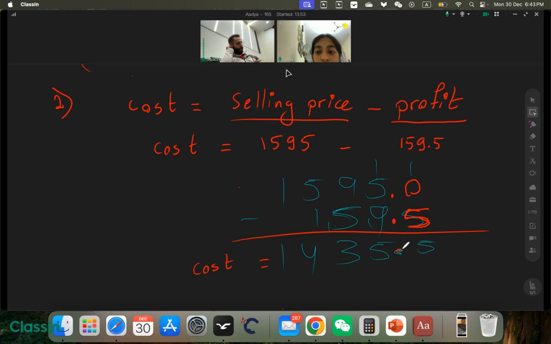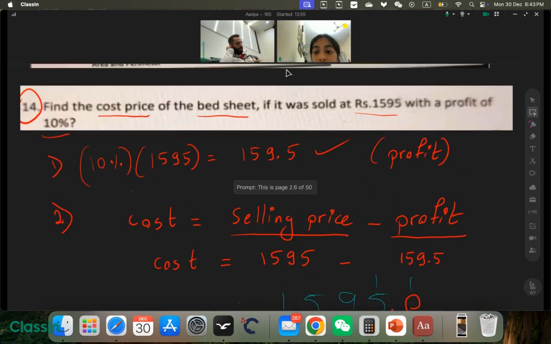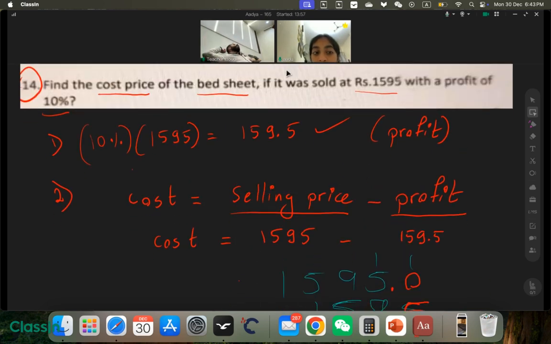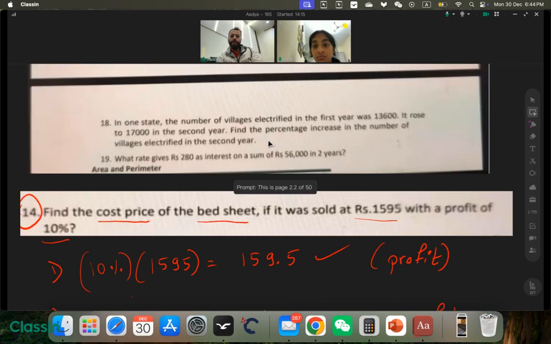Cost is equal, this is what they asked. Look at the question again. Read the question again. Find the cost price of the bed sheet if it was sold at rupees 50 with a profit of 10%. Okay, I got it. Got it? Okay, let's go for the next one. 15.